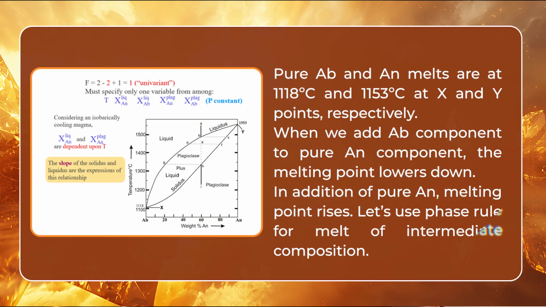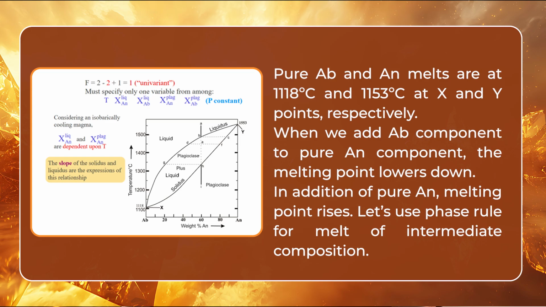Pure albite and anorthite melt at 1118 degree centigrade and 1553 degree centigrade at X and Y points respectively. When we add the Ab component to pure An component, the melting point lowers down. On addition of pure anorthite or An, the melting point rises.